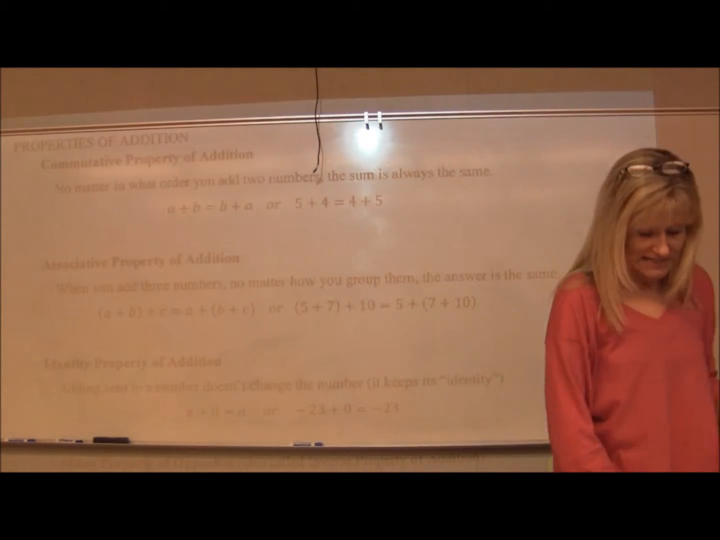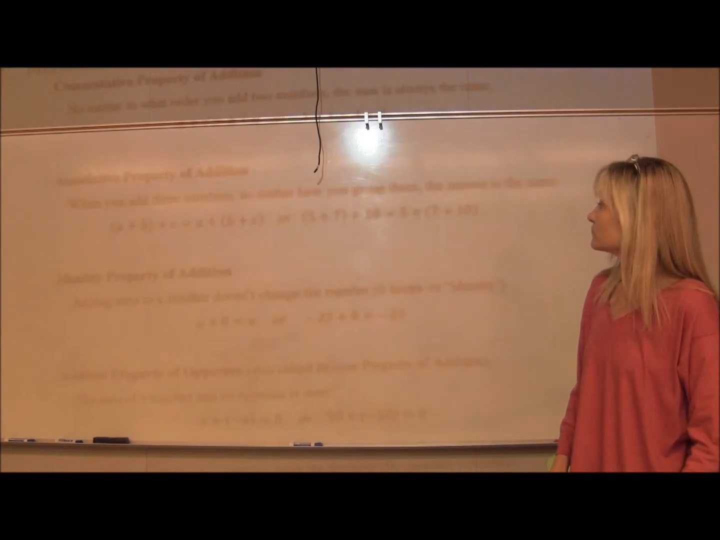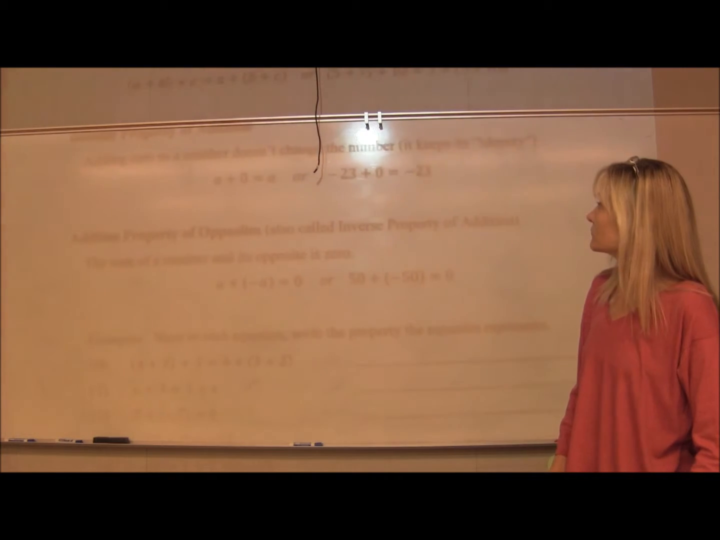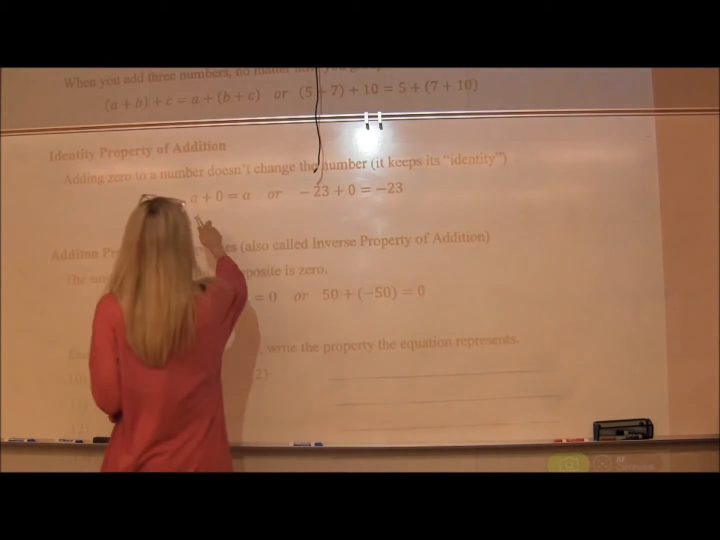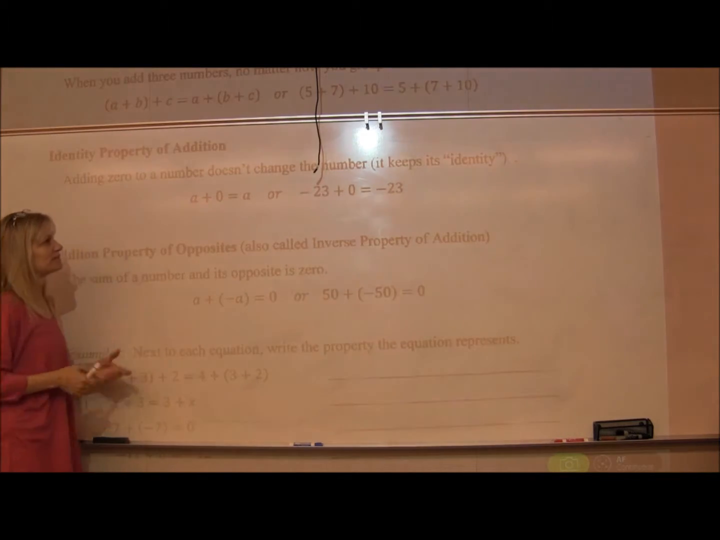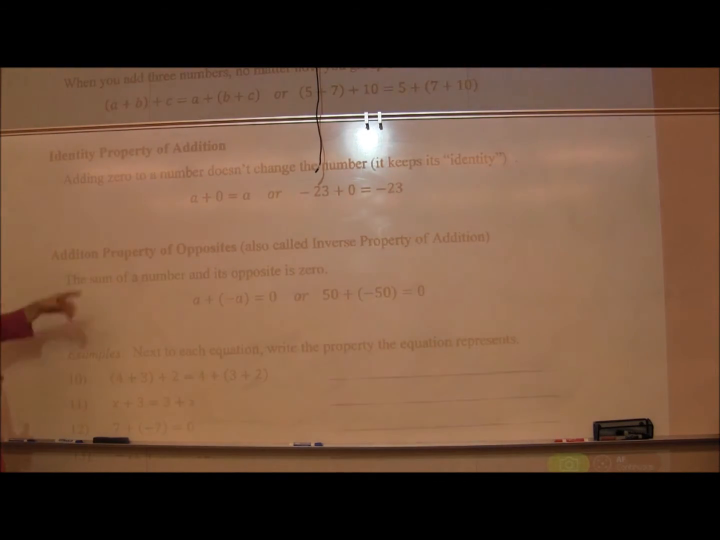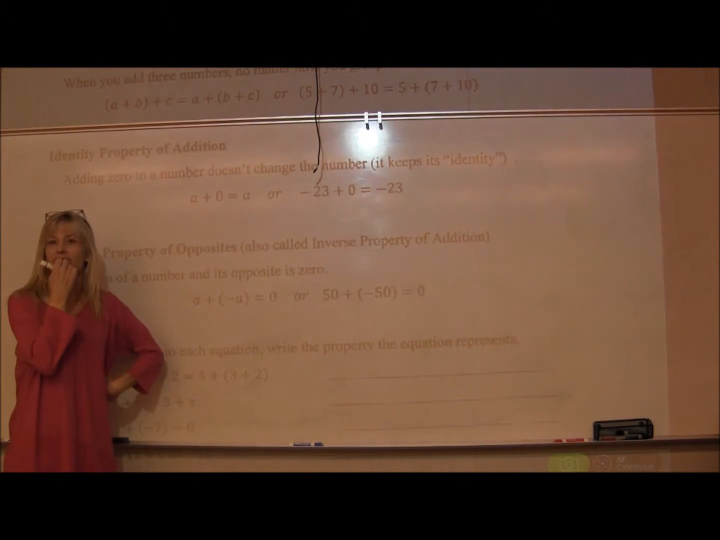Okay, now we have the identity property of addition. That's just a number keeps its identity when you add 0 to it. It doesn't change. And that's why it's called the identity property. What do you think is the identity property of multiplication? What could I multiply by a number and the identity stays the same? It doesn't change.